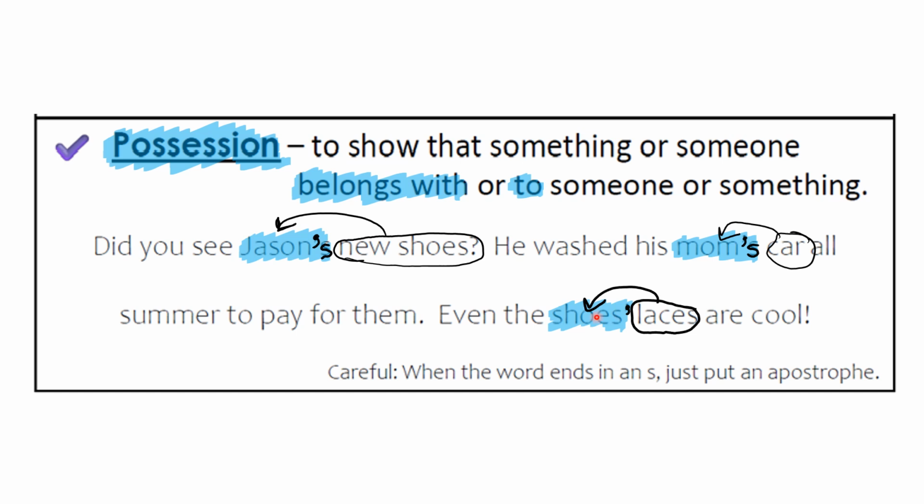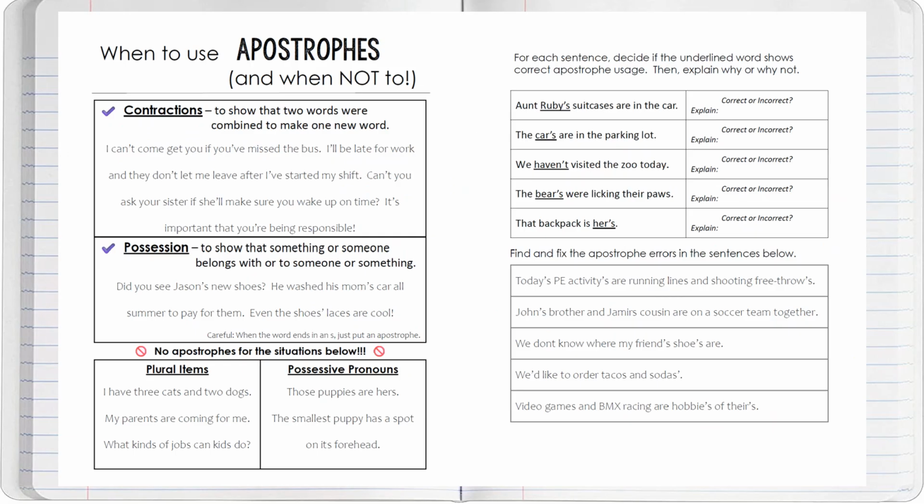Now, for this one, be careful. It says, when the word ends in an S, just put an apostrophe. And here's what we mean by that. We don't say shoes-is, we say shoes'. There's just an apostrophe, no apostrophe and S. So these are the two reasons why we do have apostrophes. We do use apostrophes when we're showing a contraction, two words being combined, and we do use apostrophes when we're showing possession. Something belongs to something or it belongs with something.